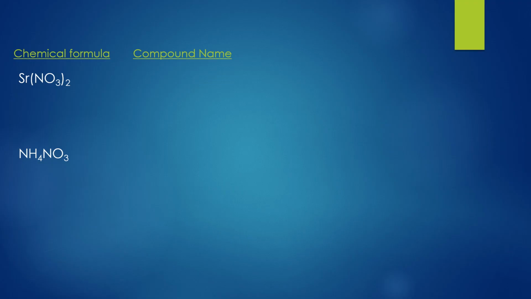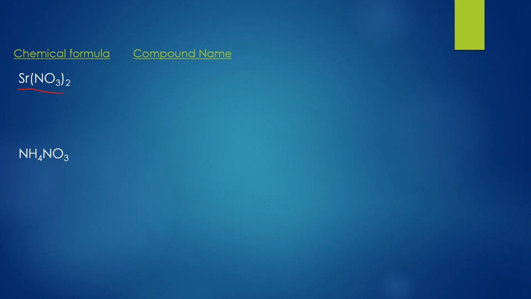The nice thing about naming ionic compounds with polyatomics in it is you name them exactly how they're written in the polyatomic table. So you don't have to add any ide endings or anything like that. The metal portions, you just keep exactly how they're written on the periodic table as well. So not too difficult.